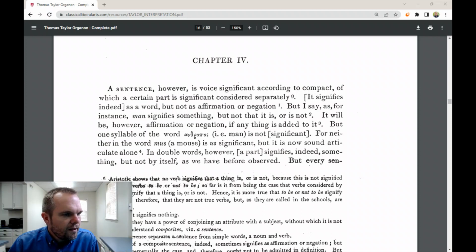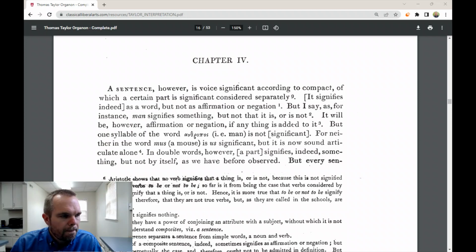All right. So man, the word man, which would be a part of a sentence, can signify something by itself, but does not signify any affirmation or negation. It signifies something, but not that it is or is not. It will be, however, affirmation or negation if anything is added to it. The word man can express affirmation or negation if something is added to it, namely a verb.